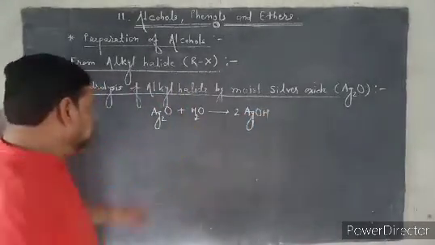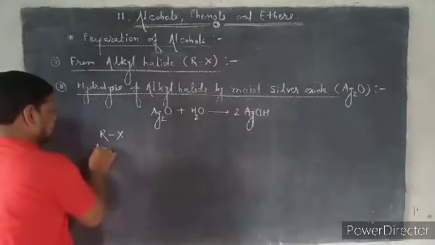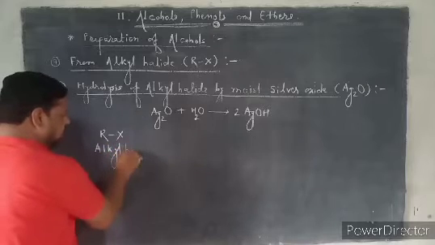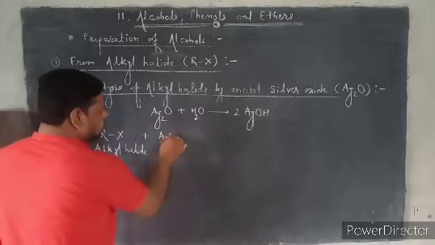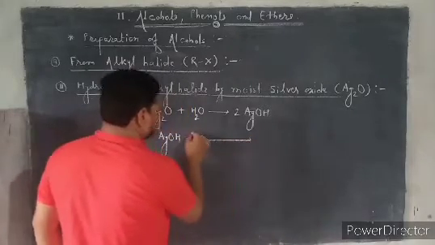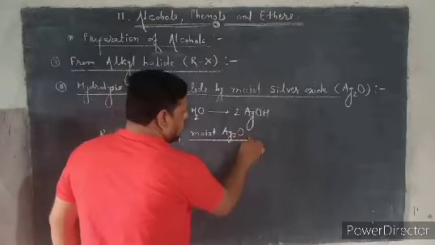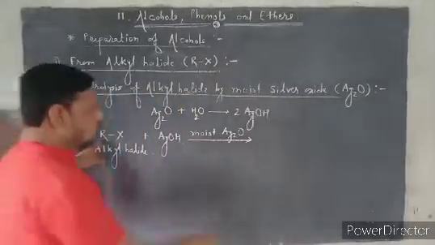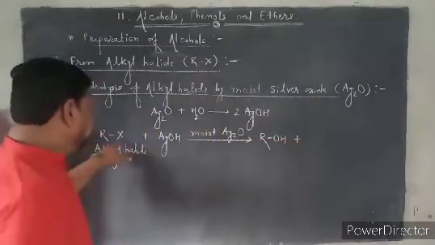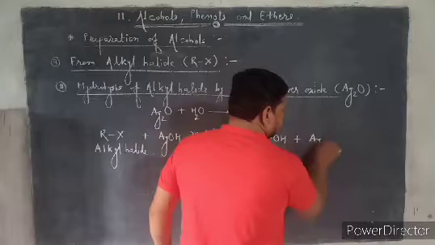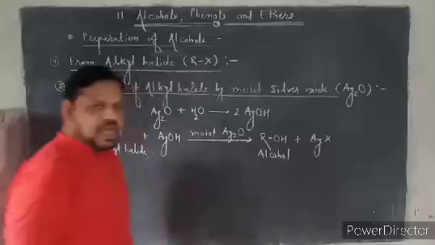Then this silver hydroxide is heated with alkyl halide in this way. Then it gives alcohol and AgX, silver halide. This is the alcohol and silver halide.